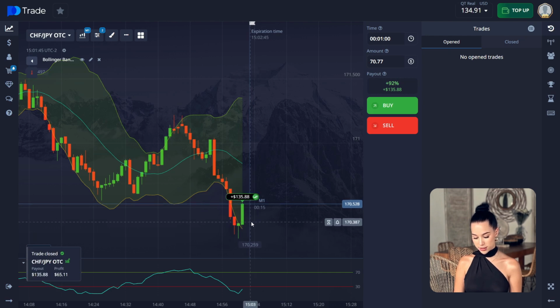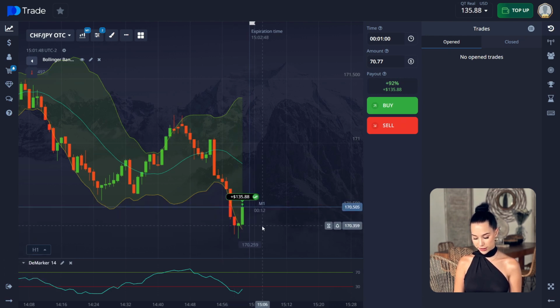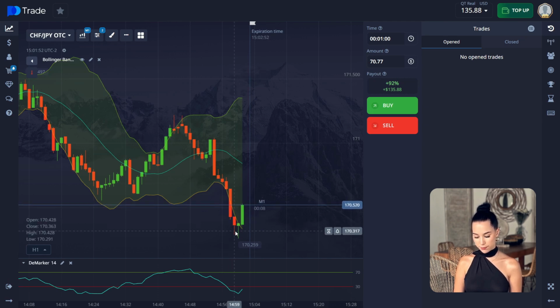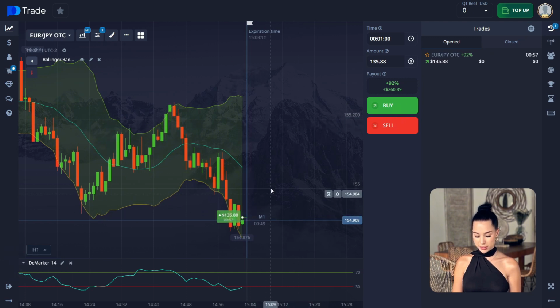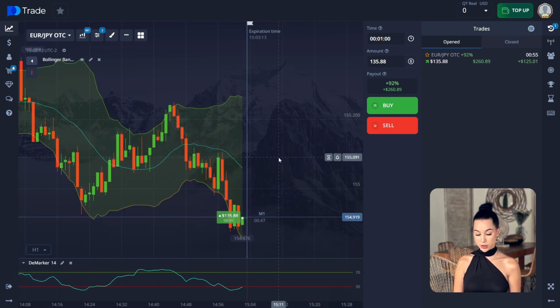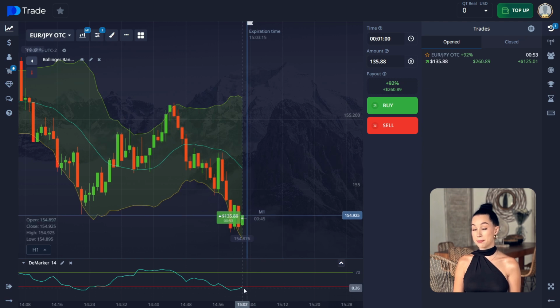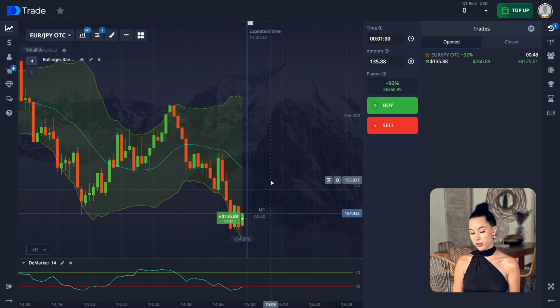Okay, guys, perfect. So now we're gonna change our amount of money per trade, and we're gonna open a new one. So here's another chart, and here we open a buy trade for 1 minute, and while we're waiting for this trade to close, I'm gonna tell you a little bit more about the marker indicator, because I don't really use it that often, and on my YouTube it's maybe 1 or 2 videos about this.